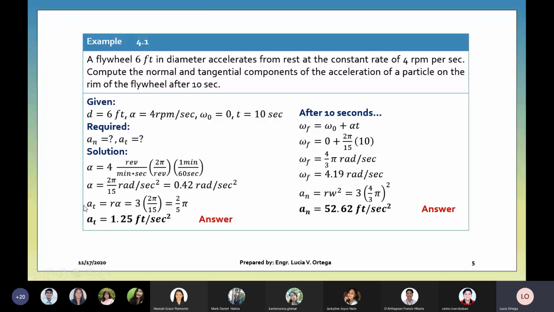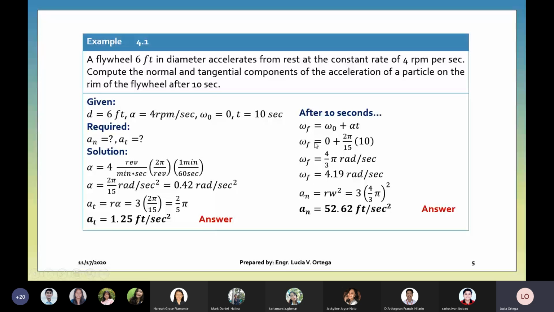So for the tangential acceleration, that is simply r times alpha. So we just multiply. So that is equivalent to 2 over 5 pi, or that is 1.25 feet per second squared. So after 10 seconds, okay, we need the normal and tangential components.